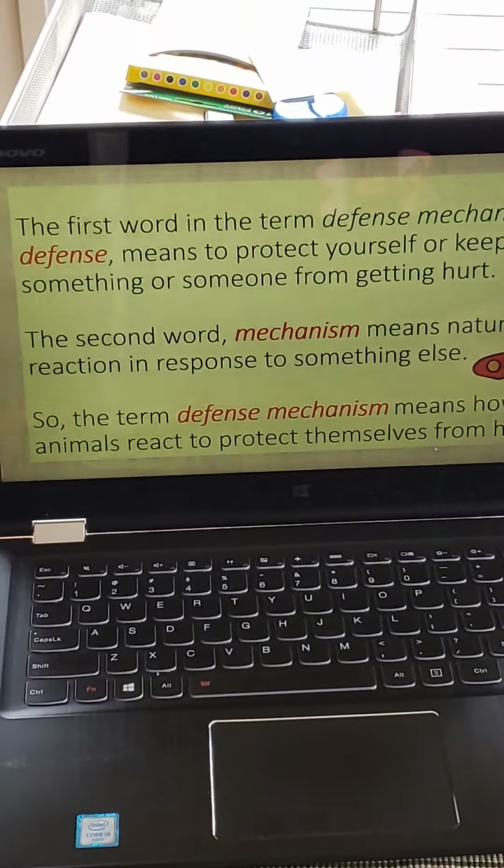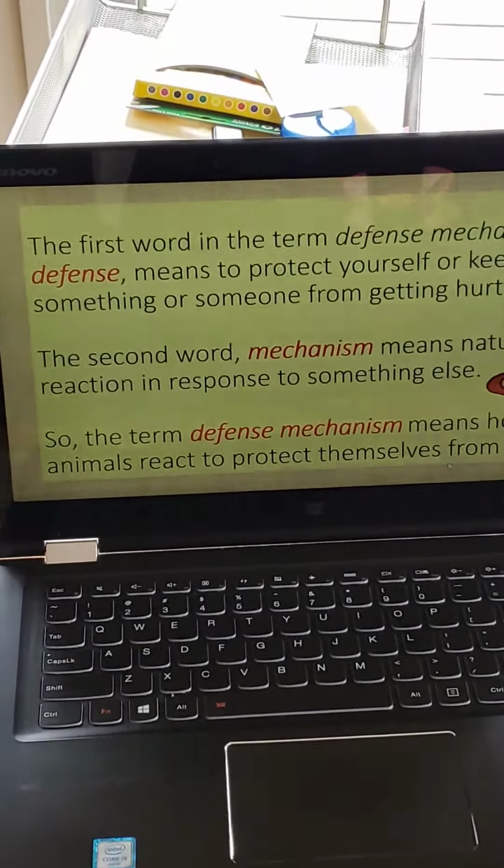So this term, animal defense mechanism, it's quite the word here. We've got three different words. So the first word in the term defense mechanism, defense, means to protect yourself or keep something or someone from getting hurt. Okay, so if you are trying to defend yourself, you're protecting yourself. And then the word mechanism is a natural reaction or in response to something else. So it's just a natural reaction. So now we're going to put the two together. Defense mechanism means how animals react to or protect themselves from harm.